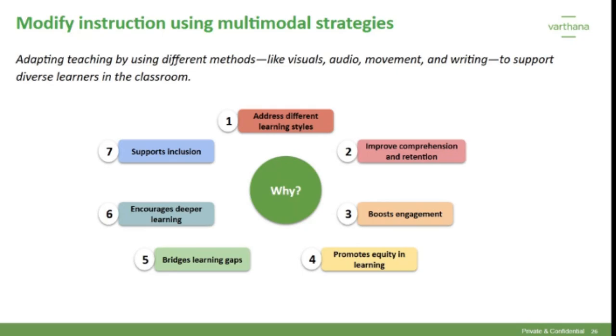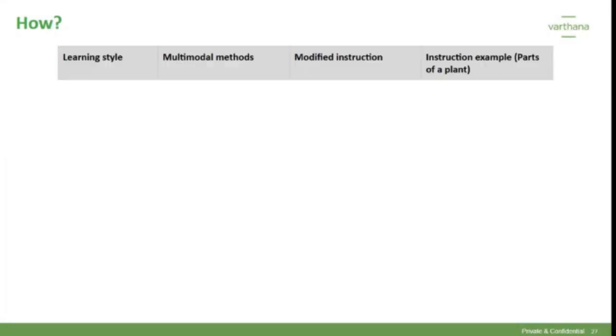And support inclusion, definitely. So all kinds of students, whether they are financially disadvantaged, or you have physically challenged students, English learners, early English learners. So all kinds of students, we can make them feel included and part of the class. So this is the reason why we need to modify our instruction, so that equal learning happens with all students. So how are we going to do this?